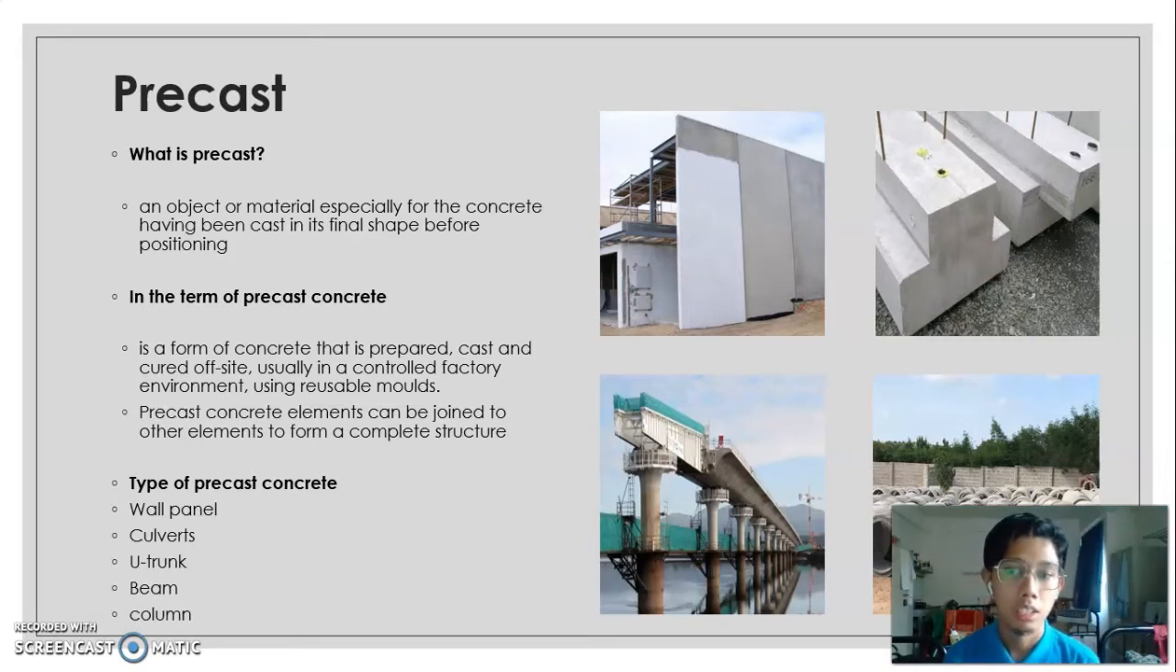Next is the U-trunk for the LRT and the flyover. The U-trunk is cast in the factory and transported to the site to be joined with another part to become a way for the LRT or the road for the flyover at the expressway or highway. Besides, the beam has also been chosen for precast concrete, cast by the grade that the client wants.